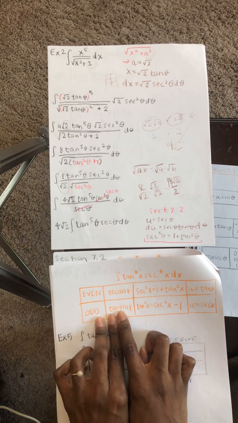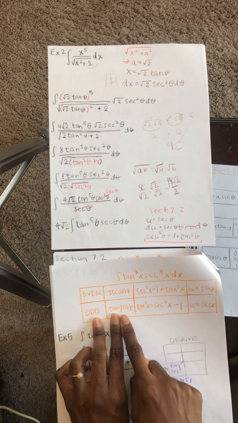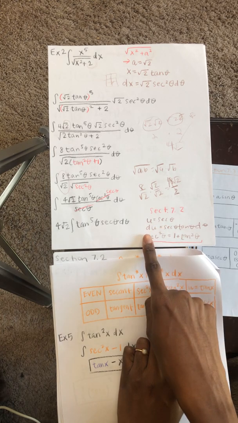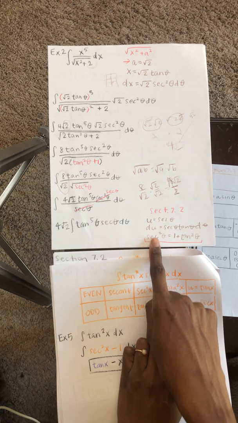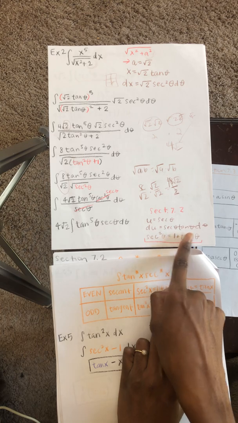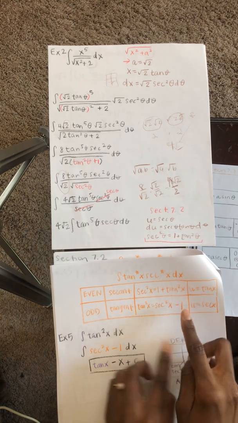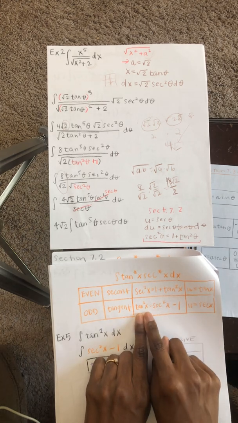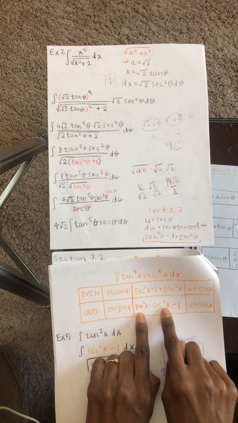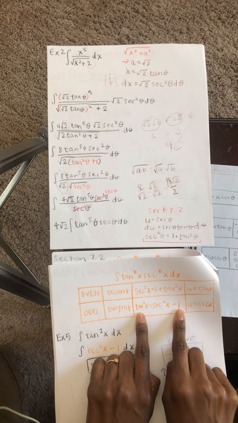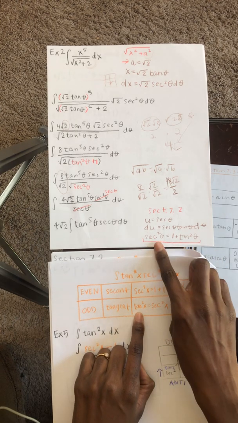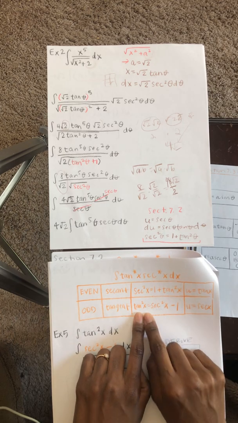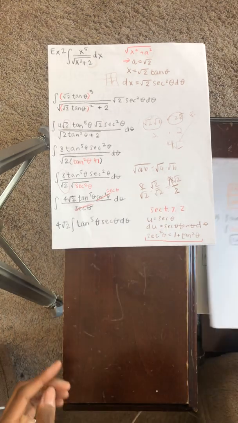We do have an odd tangent, sorry. So we will let u be equal to secant theta. We take the derivative of that, we go back to our chart, and we get secant tangent d theta. And then from this information right here, we know that tangent squared is equal to secant squared minus 1. In this case, I have rewritten it. I will show you why I've rewritten it in a second. I've just added that 1 to the other side, okay?